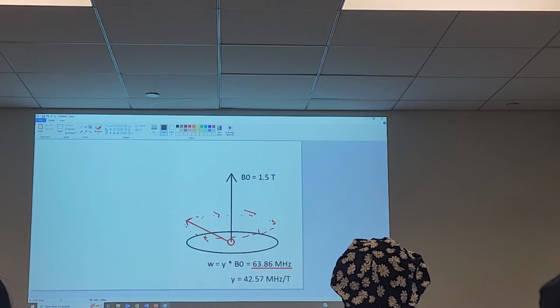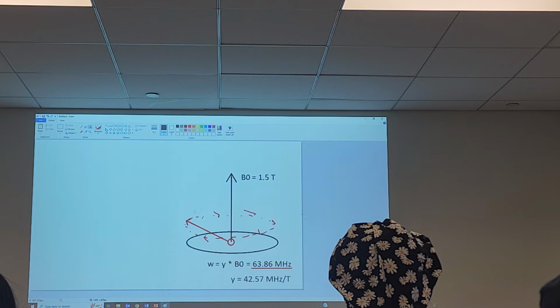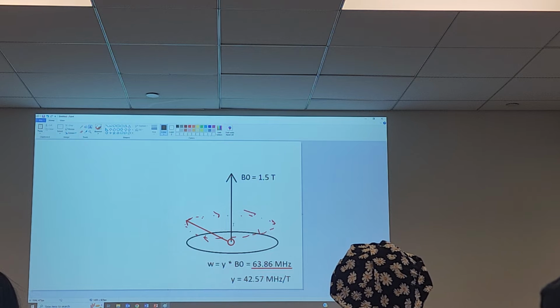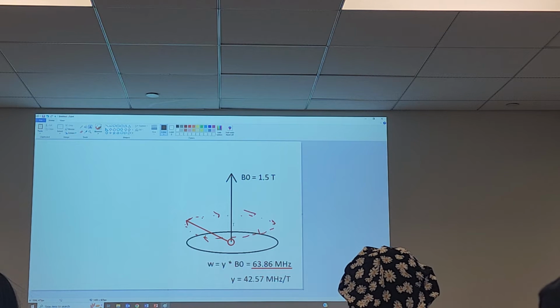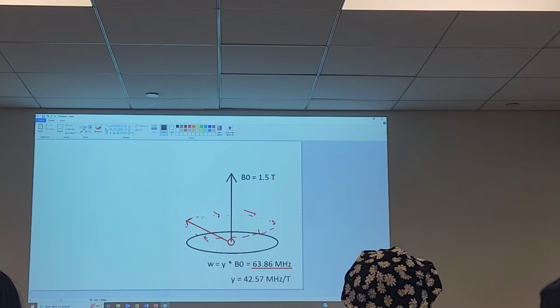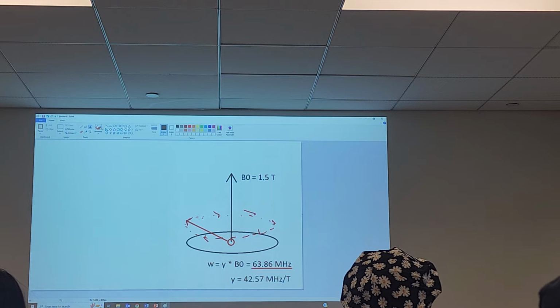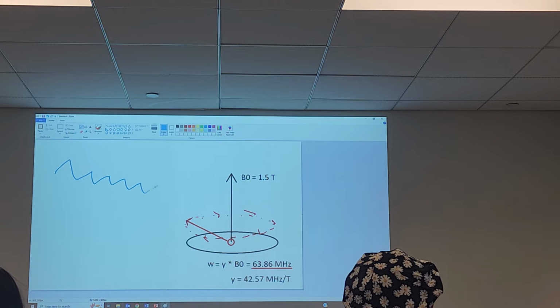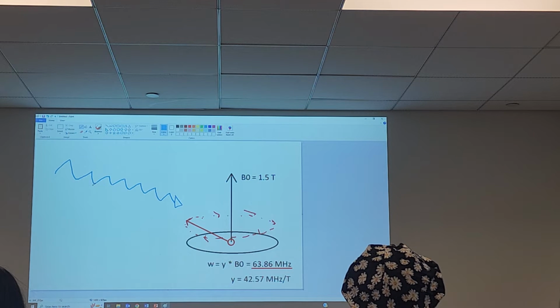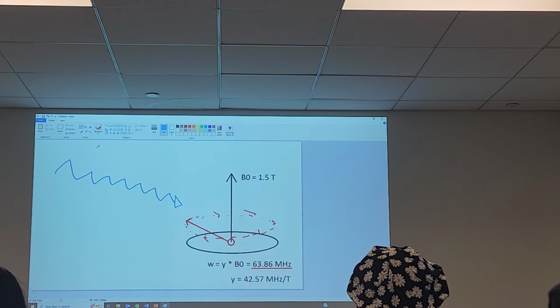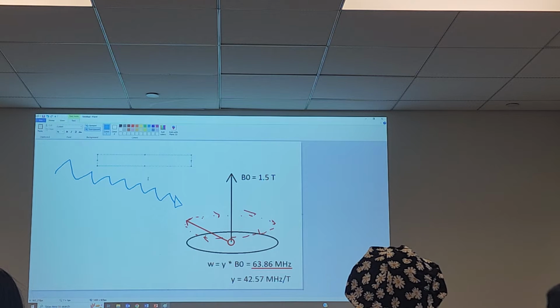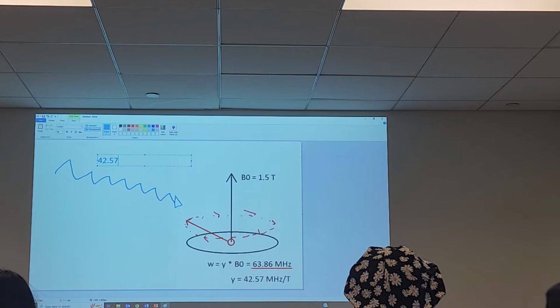Okay. So now we know how quickly this hydrogen is spinning, right? It's spinning like this, 63.86 million times a second. Now over here, I've got some RF energy. Right, so here's some RF energy. And this RF energy is going at 42.57 megahertz.